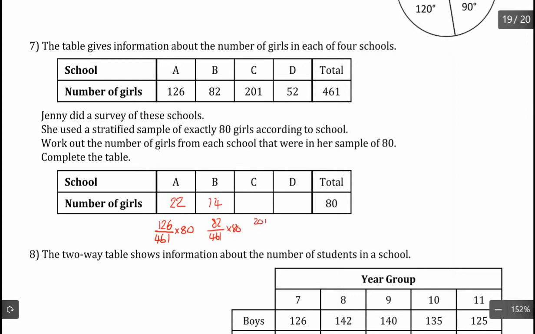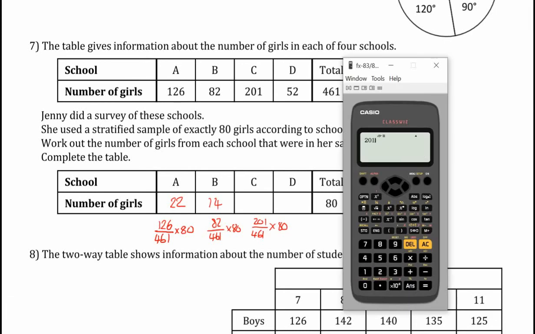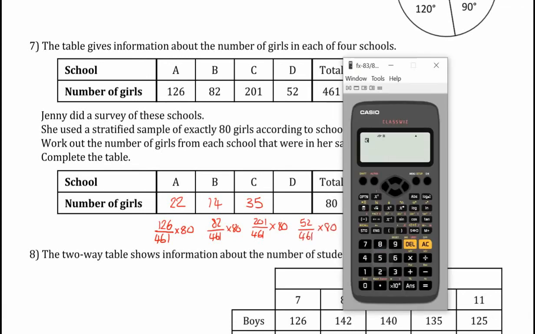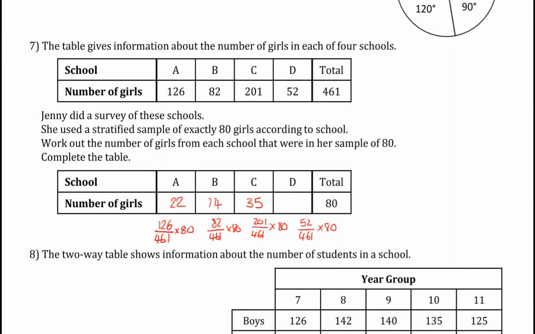School C, we're going to do 201. You can get a rough idea for how big these groups are going to be in the sample, because 201 is a bit less than half of 461. It's going to be a bit less than half of the 80 people, so 35. And finally 52. That is going to be 9 people.